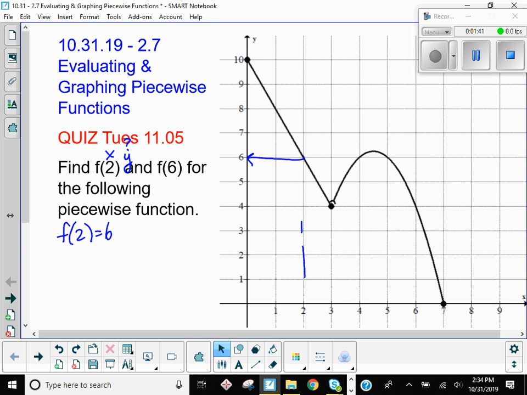So now I'm going to find f of 6. Which piece does that belong to? The quadratic, right? So it's right here. And when I trace up, it's in this piece, the rounded piece. So it's part of the quadratic. And what does y happen to be there? 4.